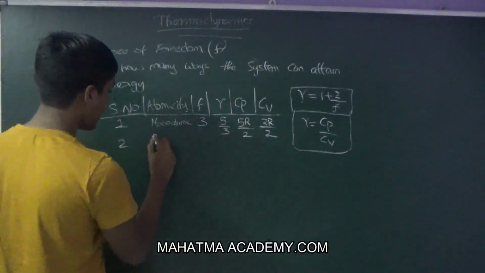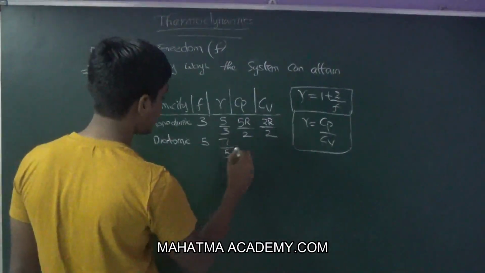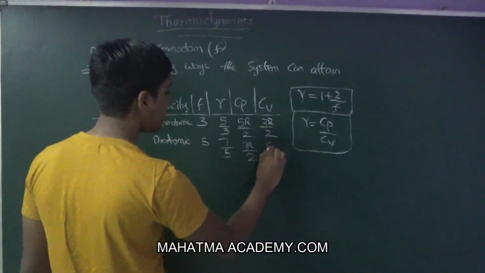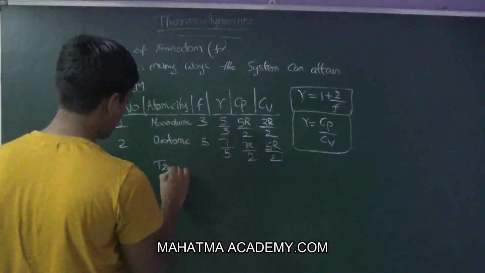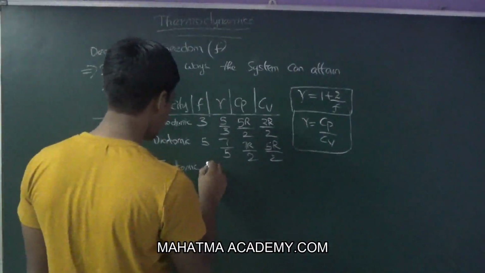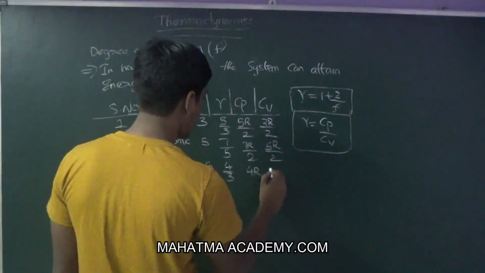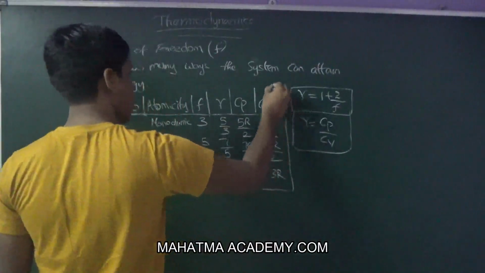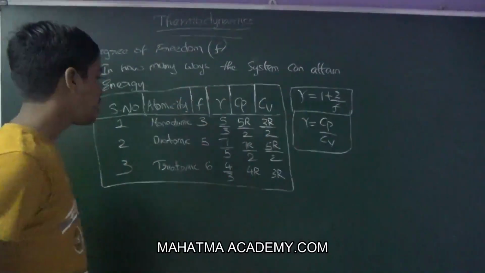Now second, diatomic. The degree of freedom is 5, gamma is 7/5, Cp is 7R/2 and Cv is 5R/2. Now triatomic has degree of freedom 6, gamma is 4/3, and Cp is 4R and Cv is 3R. These are the values.